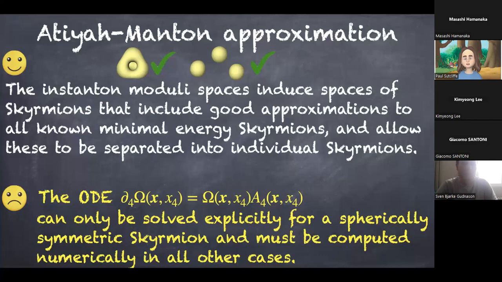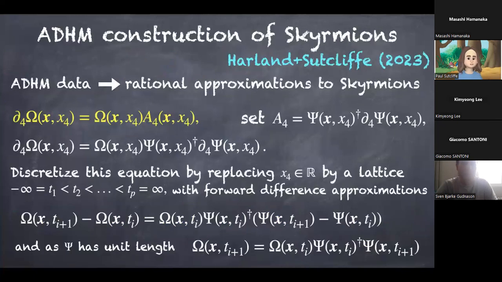So the bad thing that I've already mentioned is this ODE that you need to solve to calculate this holonomy. You can only solve it explicitly for a spherically symmetric skyrmion, and in all other cases you have to compute it numerically. So there is a numerical step involved in this, computing this holonomy. So what we'd like to do is to be able to get around that step that requires doing that bit numerically. In other words, we don't really want to have to solve this ODE numerically. So I'll now tell you in the last 15 minutes about a new approximation.